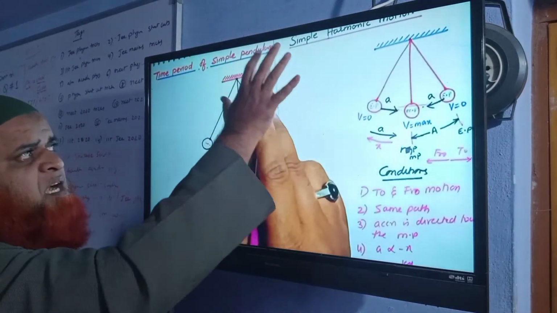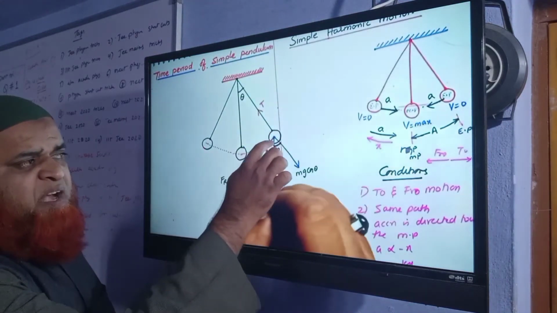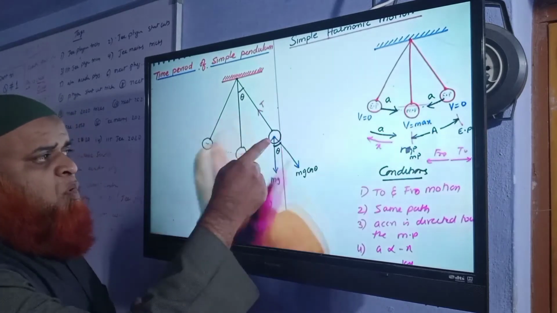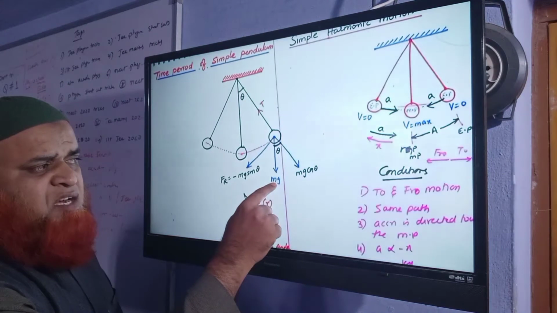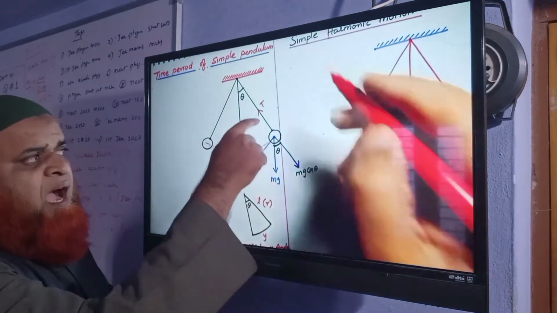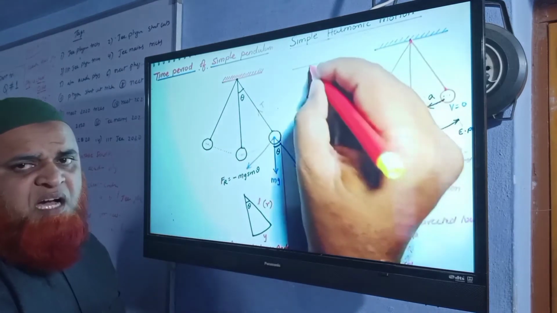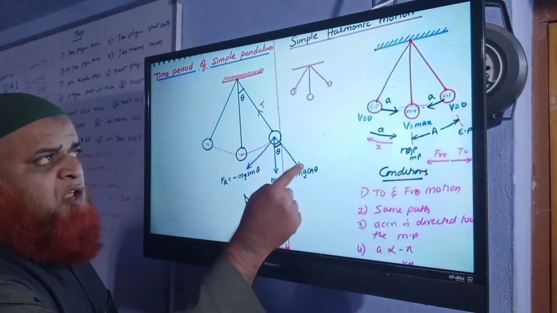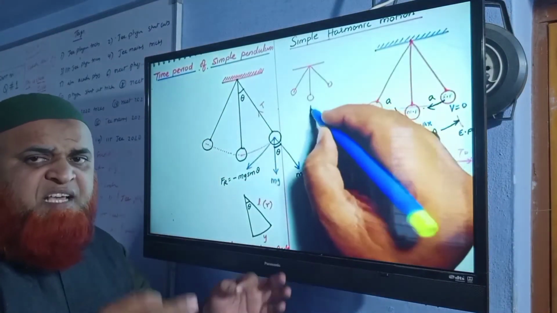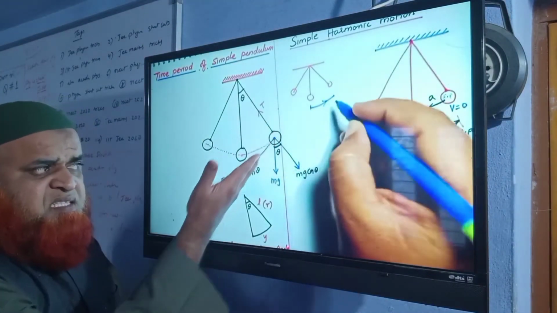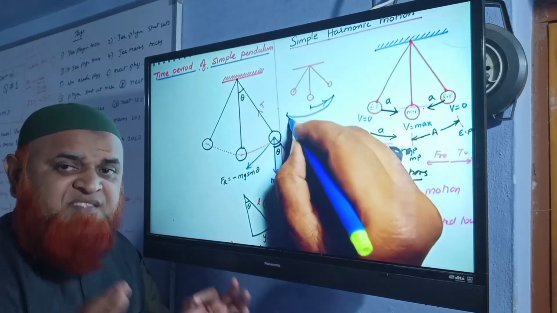This is a simple pendulum which is fixed at a rigid support. When this pendulum is in the extreme position, what is going to happen? One thing is mg is always directed vertically downwards, and this component is mg cos theta, and this is mg sin theta. The component adjacent to the angle is mg cos theta, and in this direction the other component is mg sin theta.